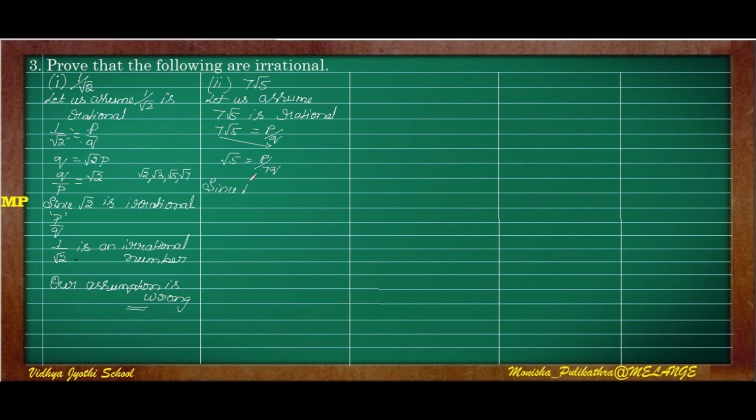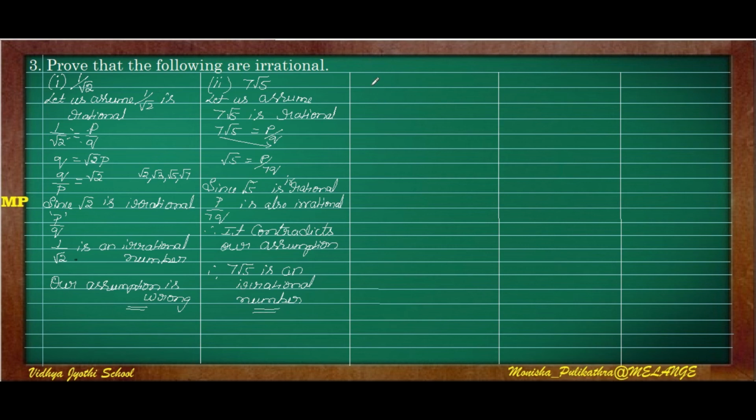So again we have to write, since root 5 is an irrational number, and root 5 is also equal to this, p by 7q is also irrational. Therefore it contradicts our assumption. So therefore our assumption is wrong. So finally we can write 7 root 5 is an irrational number.